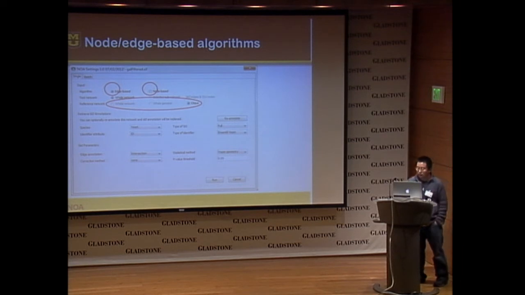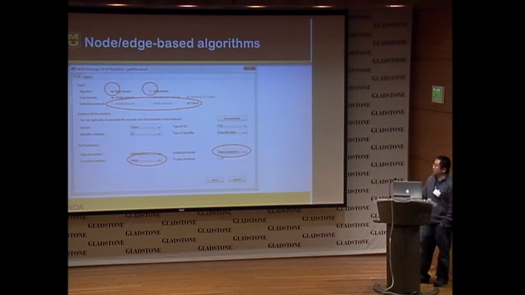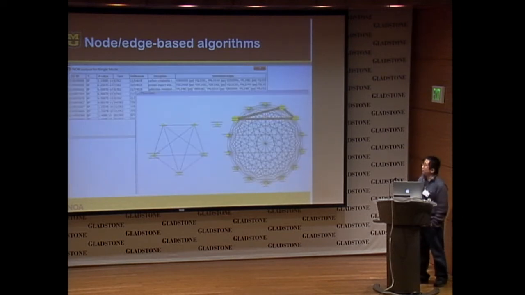It will give you the different result. And also, we implement the different statistical methods, such as the traditional hypergeometric or the Fisher exact test or the Z-score. And you also can choose the different correction method. And finally, it will show you an over-represented function list for the given network.